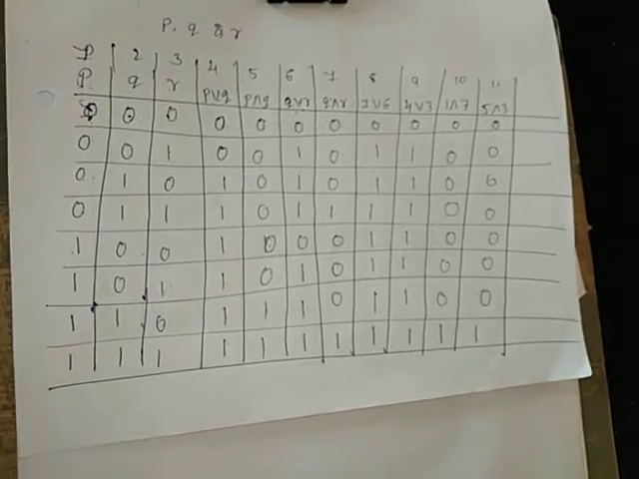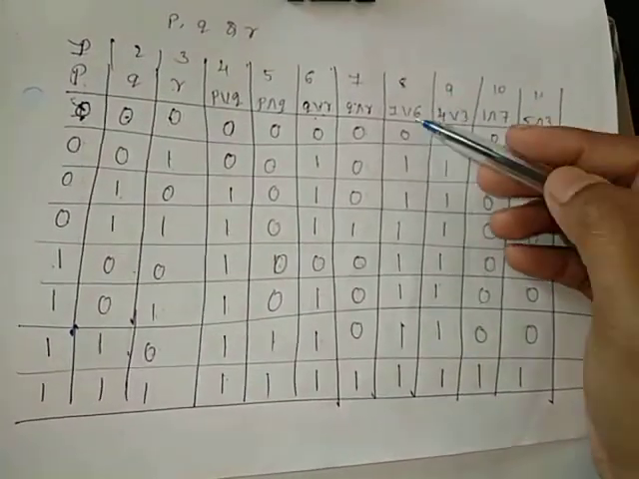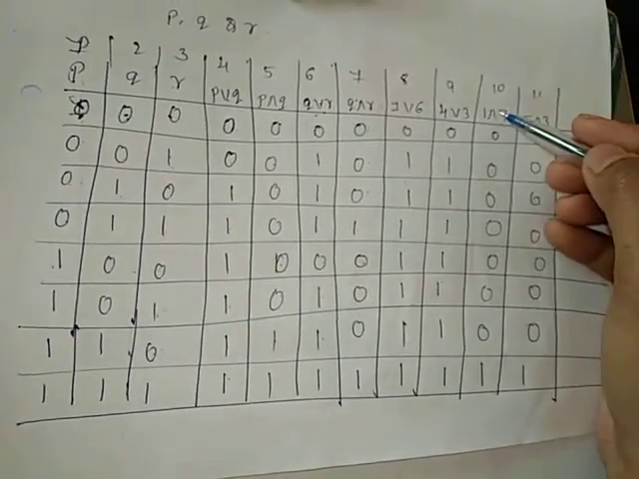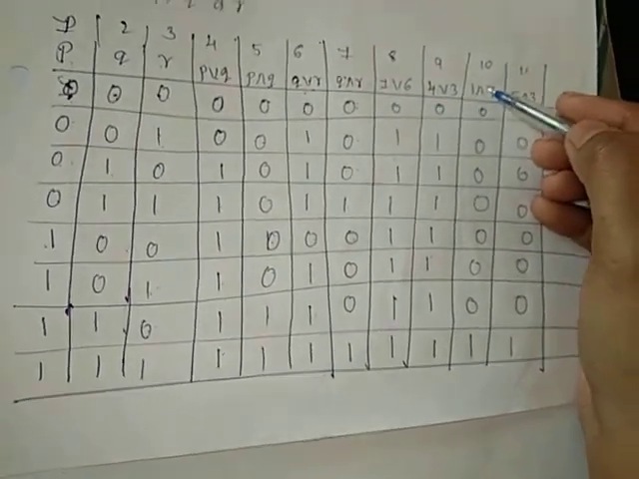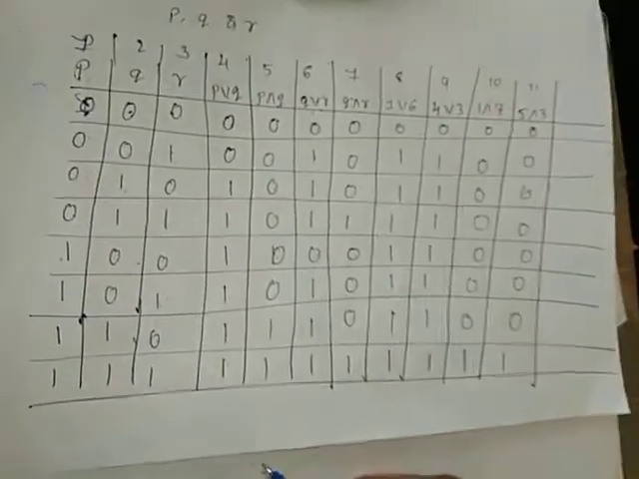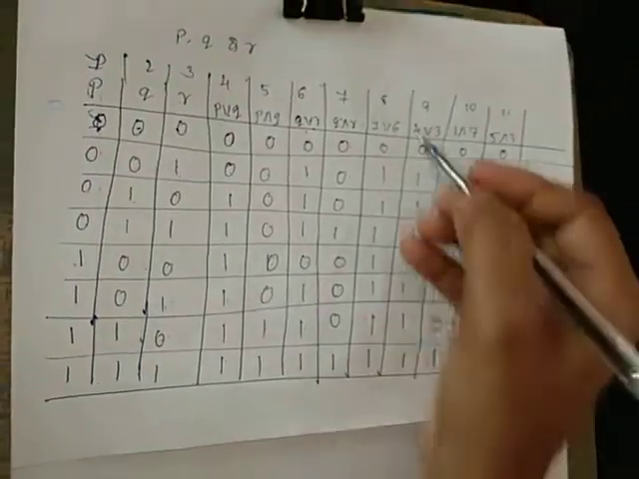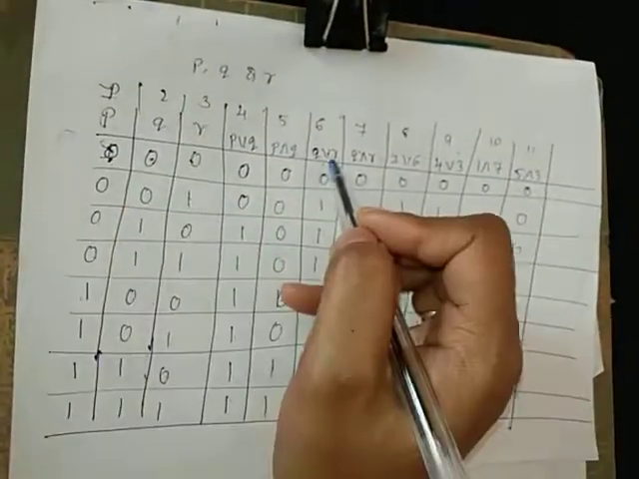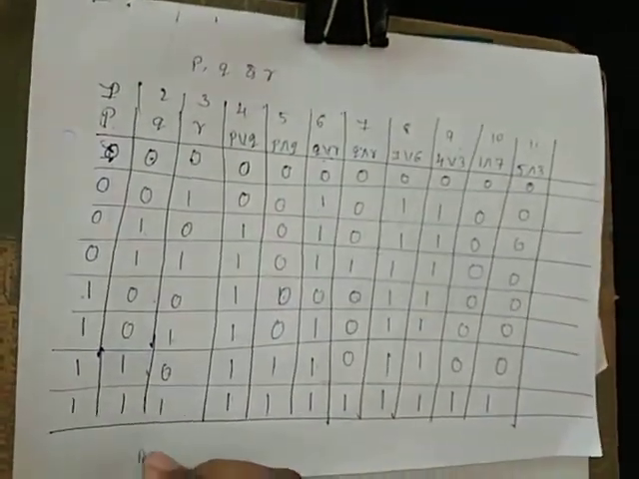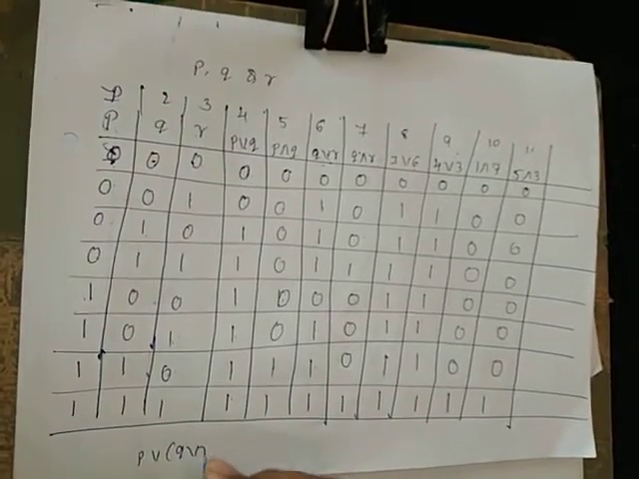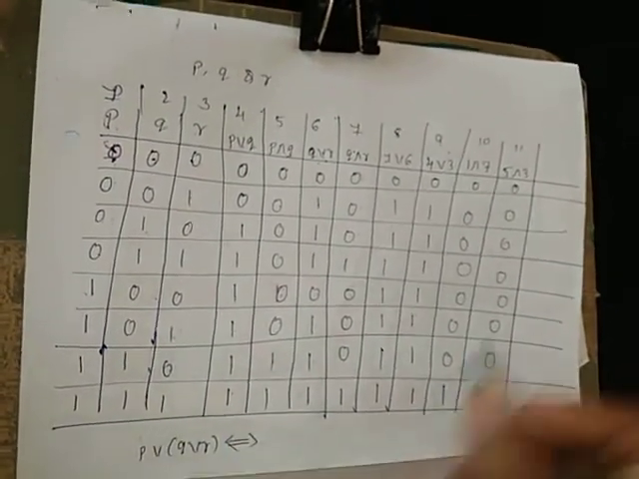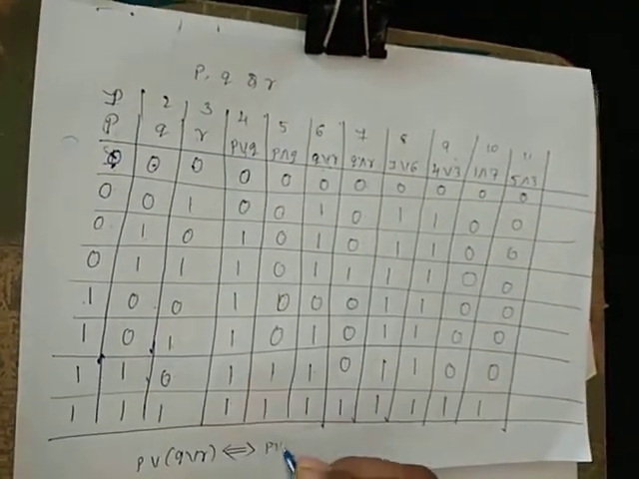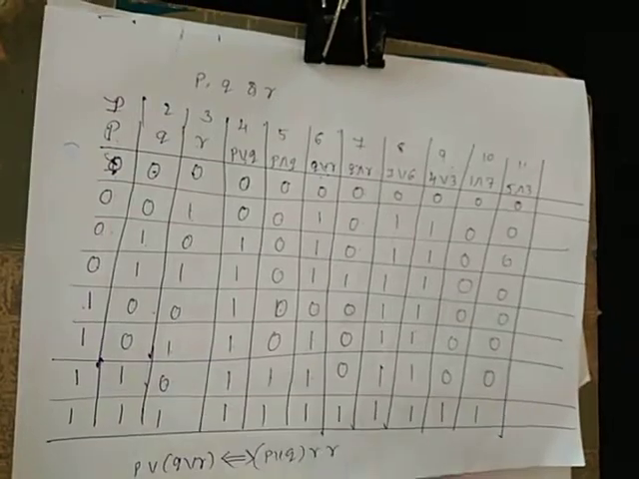Now see here, the entries of 8 and 9 are identical, means equivalent. 10 and 11 are identical, means equivalent. By using this table, here I am going to define the law: 8 and 9 are equivalent. 8 means 1 or 6, means P or (Q or R) is equivalent to 4 or 3, means (P or Q) or R.